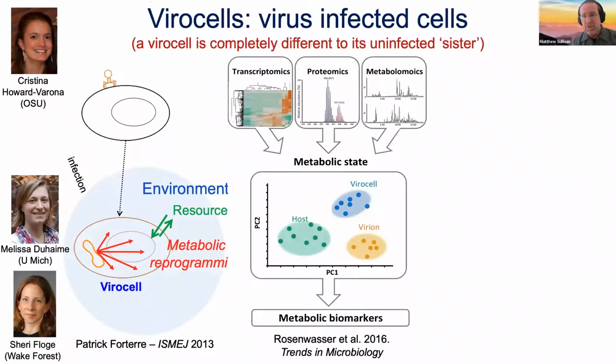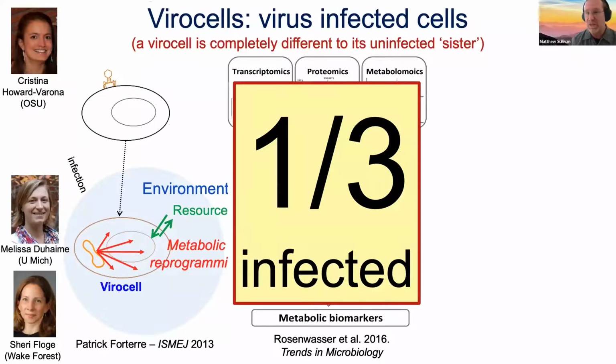And you can measure these by measuring transcripts, proteins, and metabolites. And if you were to plot that metabolic state of the cell in this ordination plot, you can see that viral particles or virions look different than the host cells, uninfected host cells, and they look different than a virocell. And this is relevant because if virocells are totally different, and a third of the cells are infected at any given time, this means that virocells could be really important for understanding ecosystems.